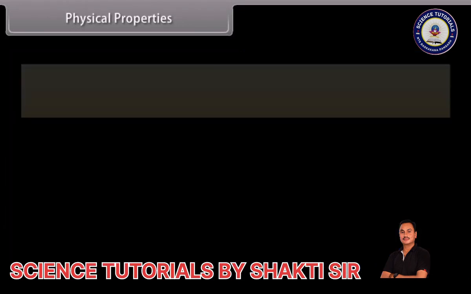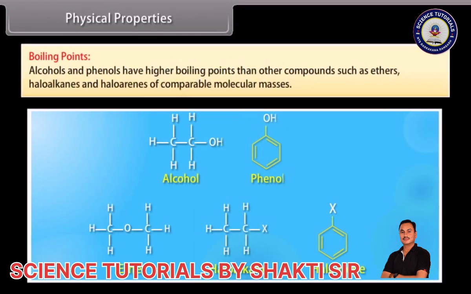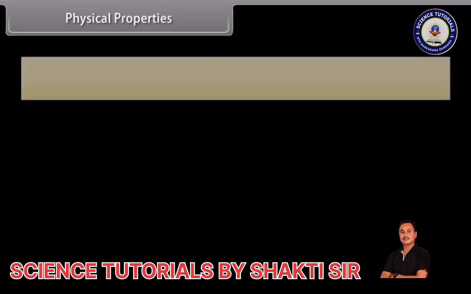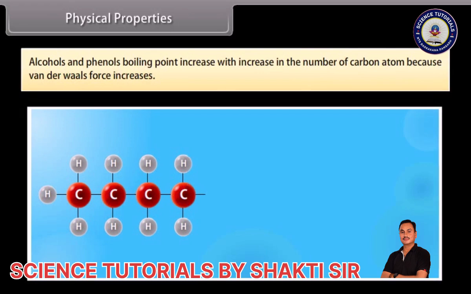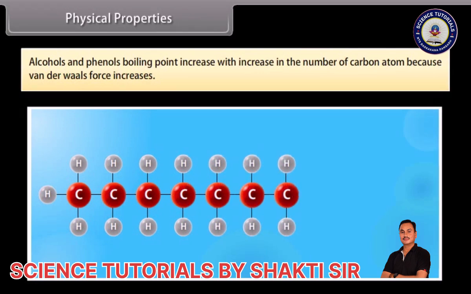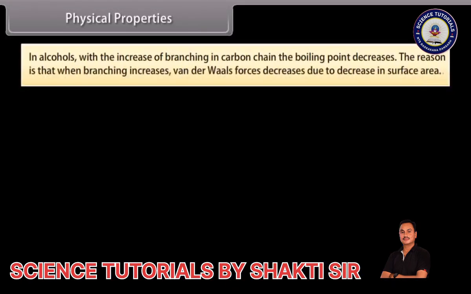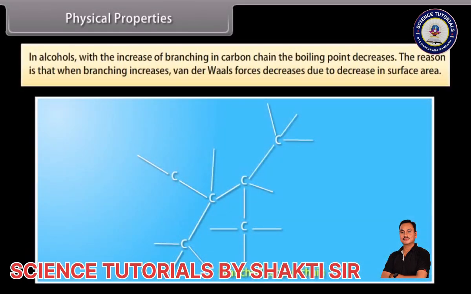Physical properties. Boiling points. Alcohols and phenols have higher boiling points than other compounds such as ethers, haloalkanes and haloarenes of comparable molecular masses. The boiling points of alcohols and phenols increase with increase in the number of carbon atoms because van der Waals force increases. In alcohols, with the increase of branching in carbon chain, the boiling point decreases. The reason is that when branching increases, van der Waals force decreases due to decrease in surface area.